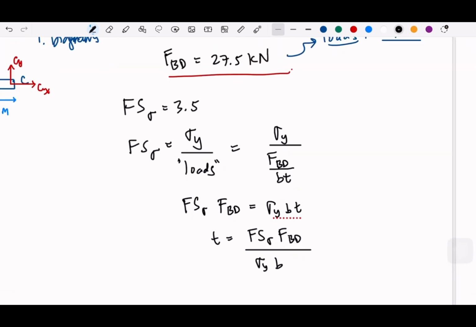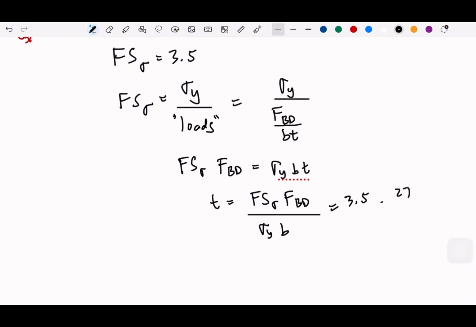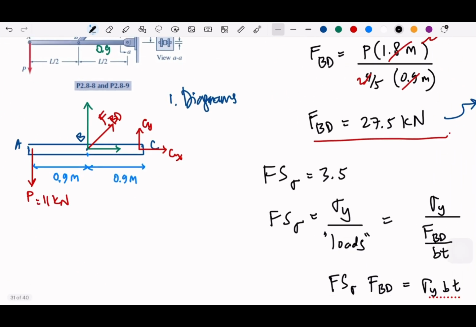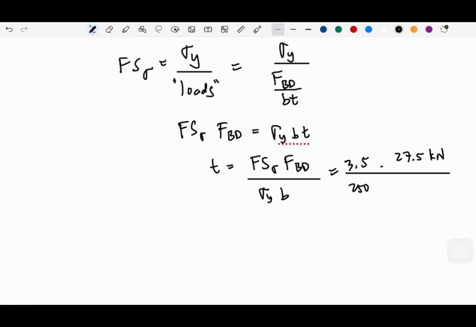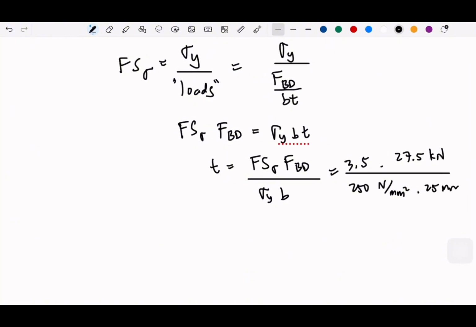So safety factor is 3.5. This multiplied with 27.5 kilonewton. Sigma yield is 250 MPa. Remember, MPa means Newton over millimeter squared. And B is 25 millimeter. So I can write the kilo to make it maybe similar notations with that. Okay. Safety factor is a dimensionless unit, so we can get everything, right?